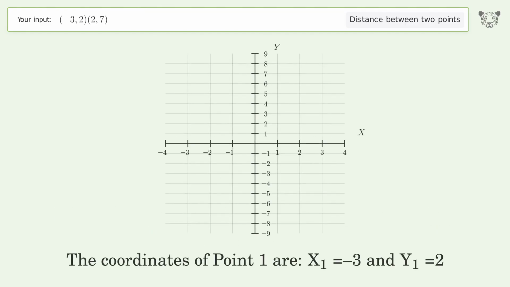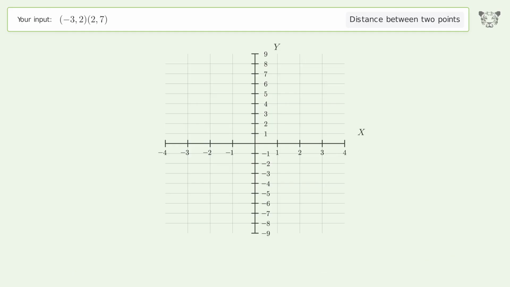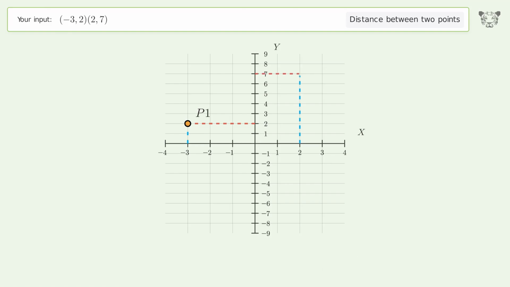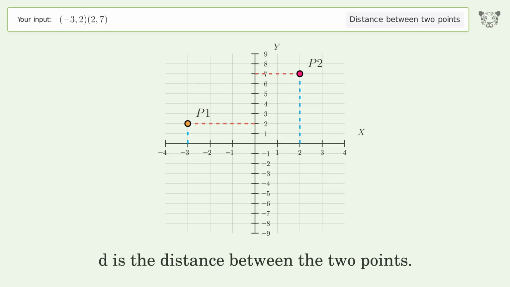The coordinates of point 1 are x1 equals -3 and y1 equals 2. The coordinates of point 2 are x2 equals 2 and y2 equals 7. D is the distance between the 2 points.